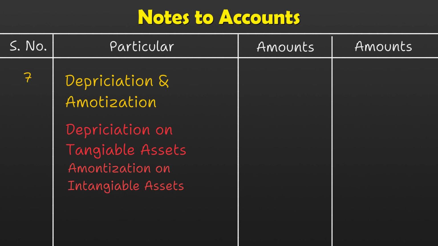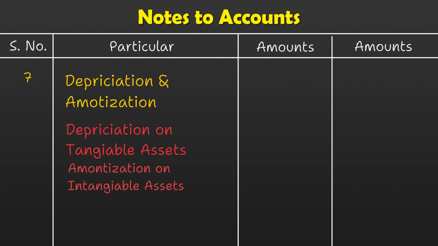Okay, so depreciation and amortization has a simple one subhead. Under the notes to accounts, there would be the depreciation charged on the building, machineries, furniture, vehicles, etc., and also the amortization charged on the softwares, patents, trademarks, copyrights. After adding both these amounts, the net amount we get would be written in front of depreciation and amortization. So with this we have completed the fifth subhead.